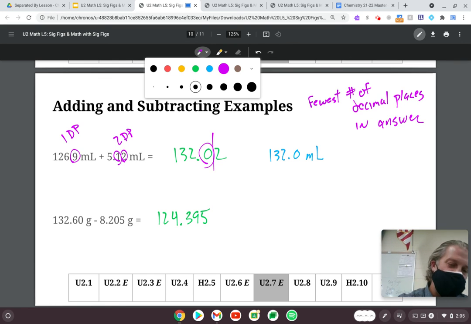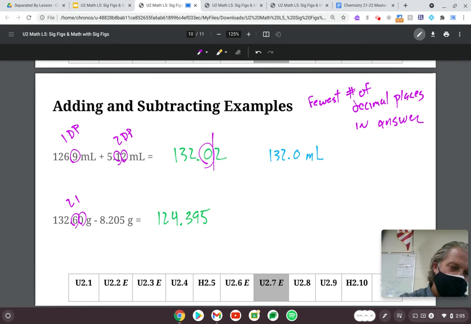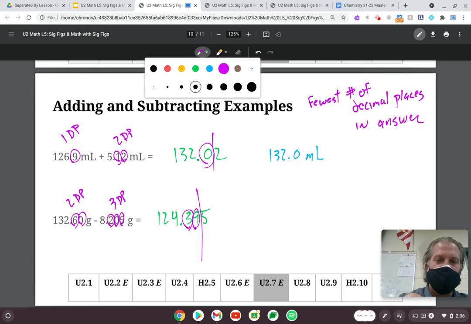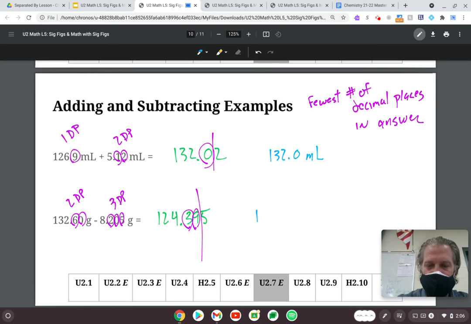So 132.60 has 2 decimal places, and 8.205 has 3 decimal places. So that means that my final answer has to have the fewest number of decimal places, so I count and then I round. In this case, the 5 can round that 9 up. So I'm going to report my answer to be 124.40, and in this case, it's just going to be grams.